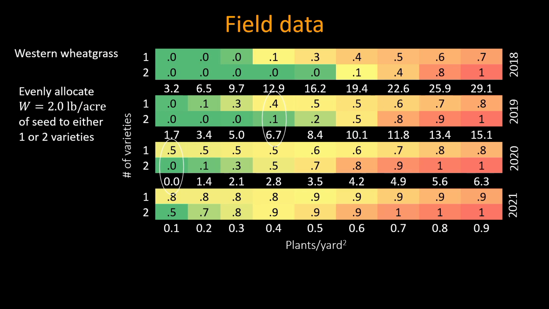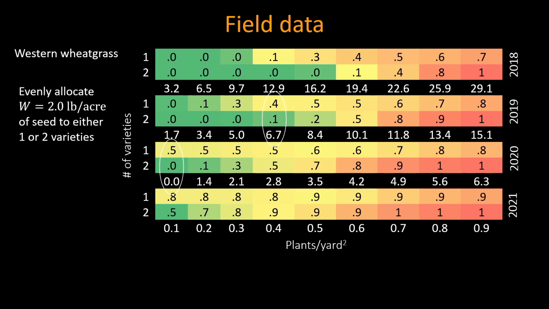We could allocate all the seed to one of the varieties, right? Or we could split it between the two. In every case, I'm going to show you, when we split it amongst more species, we're doing it evenly in these results, okay? So those are the choices. Devote it all to one, split it evenly between two.